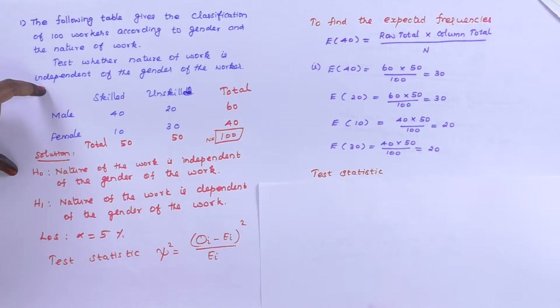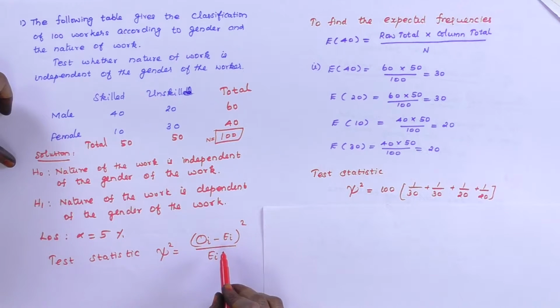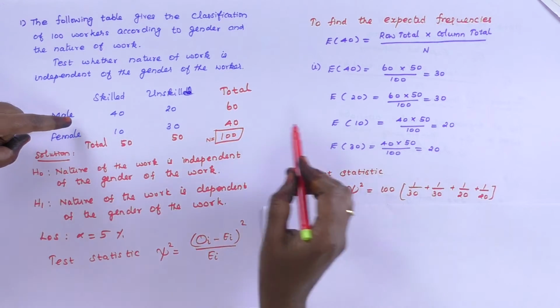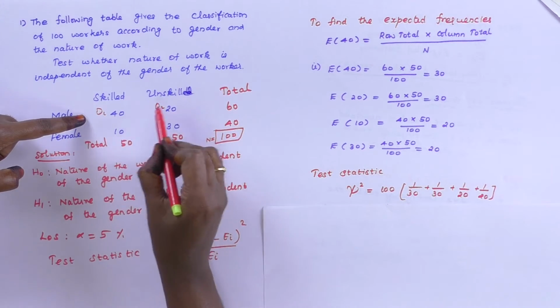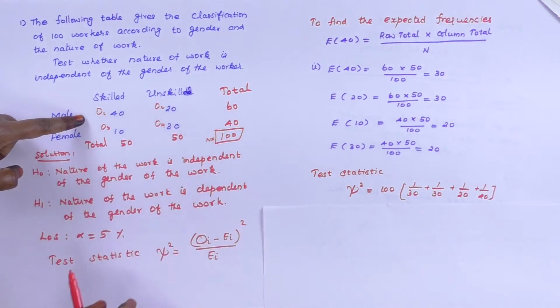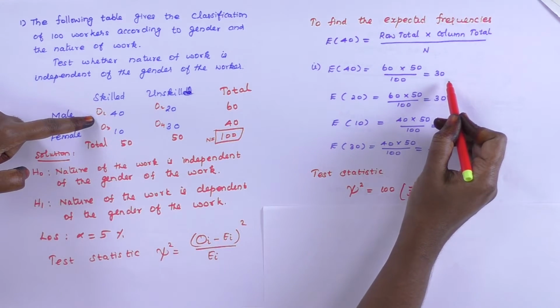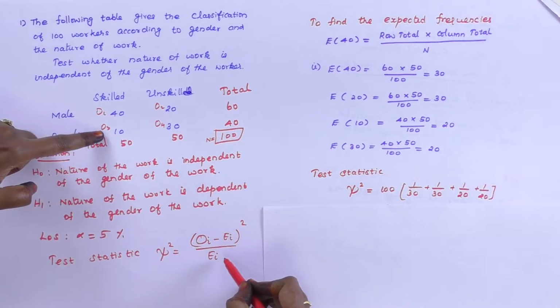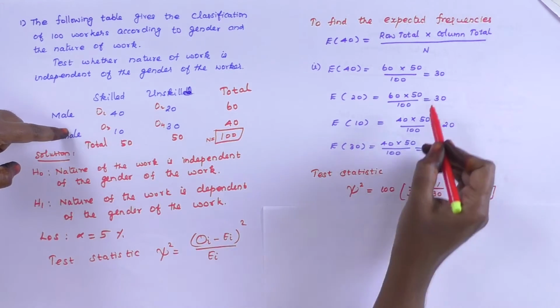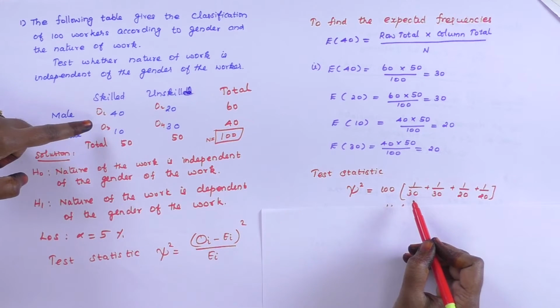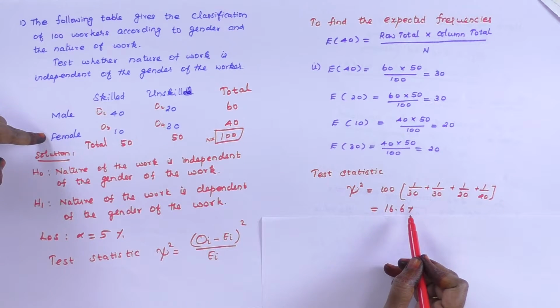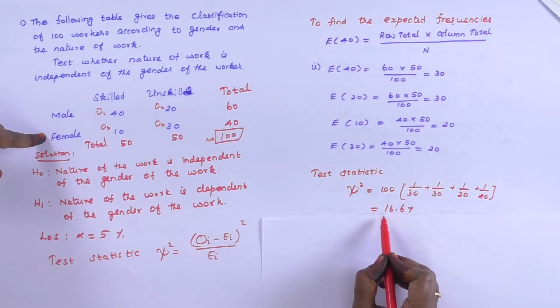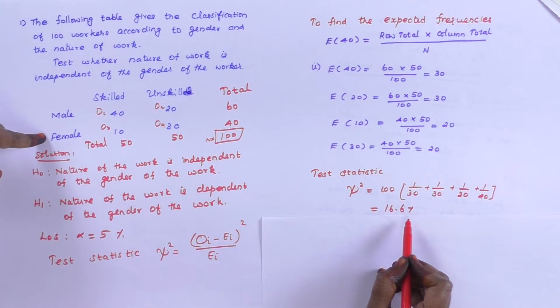Next, calculate the test statistic. We know the formula for the test statistic: Oi minus Ei, where these are the given observed frequencies O1, O2, O3, O4. Now, 40 minus 30 gives 10, 10 squared is 100, divided by Ei, which is 30 for this position. Similarly, calculating the remaining terms and simplifying, we get 16.67 as the calculated value of the chi-square.